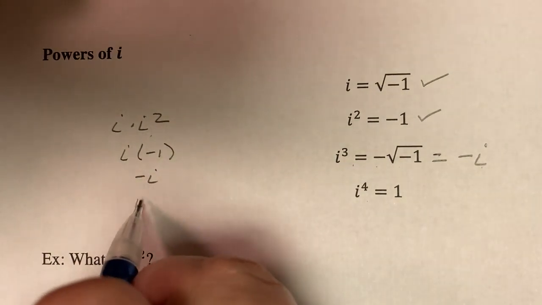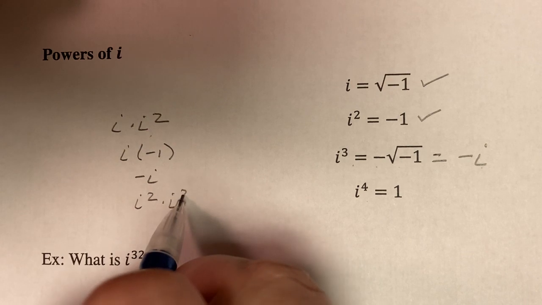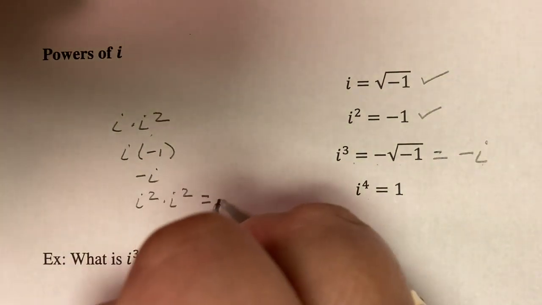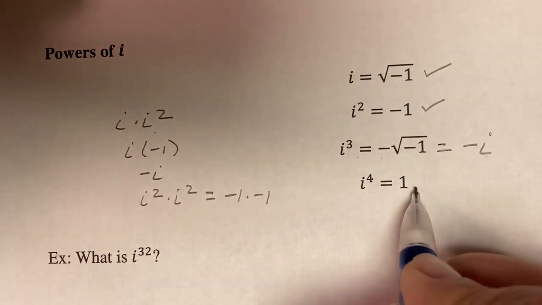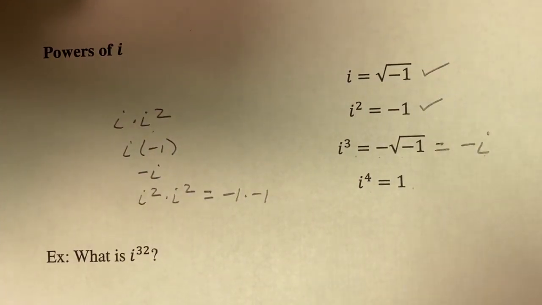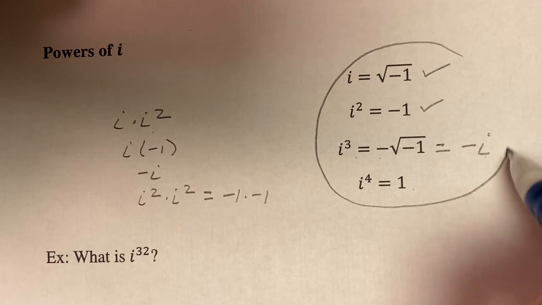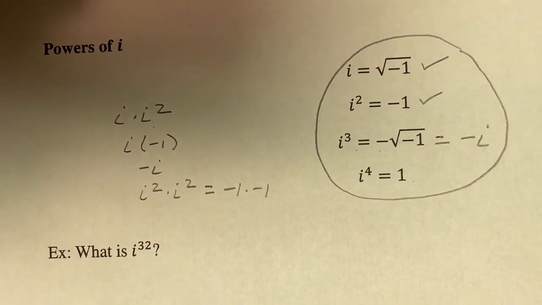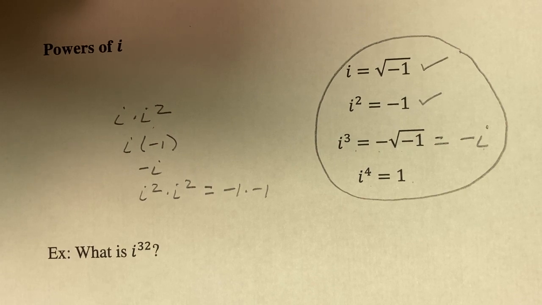i to the 4th, isn't that really i squared times i squared? Well, i squared is negative 1 times negative 1. i to the 4th is 1. Knowing these 4 things, you're going to be able to figure out what i to any power is.